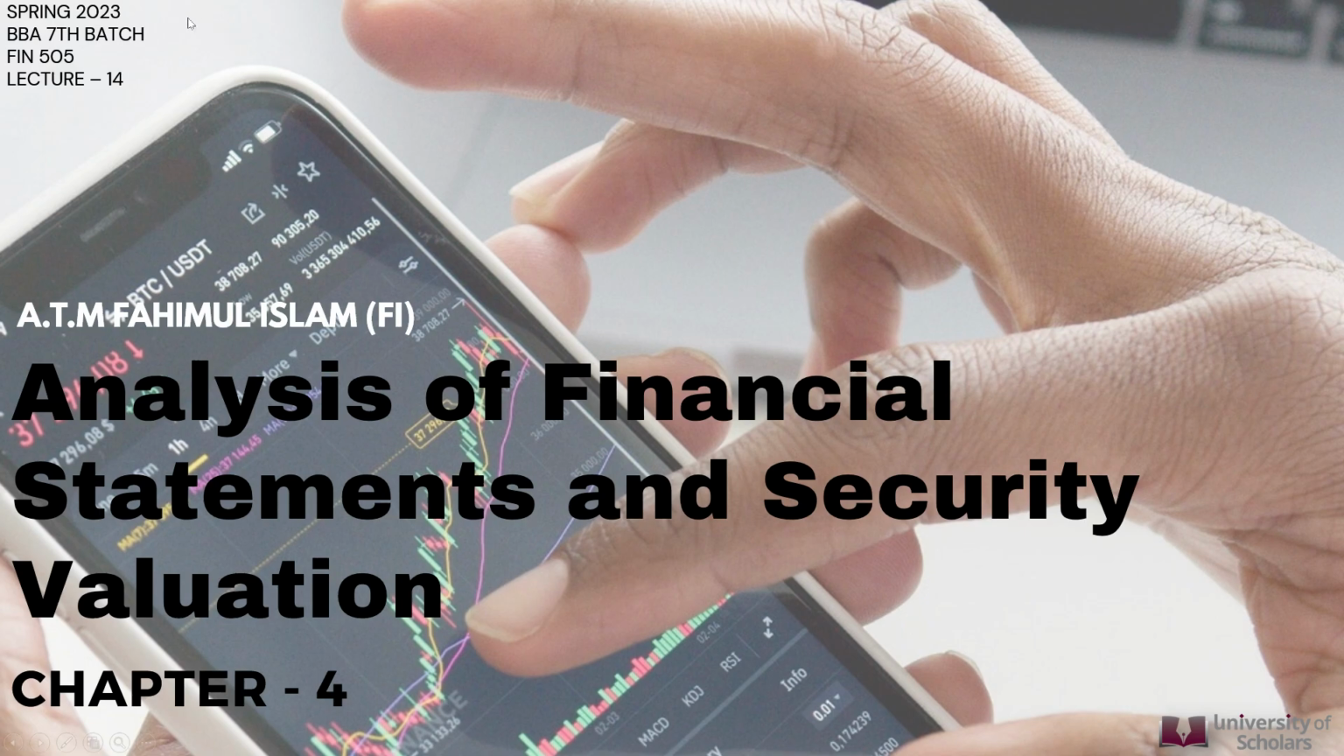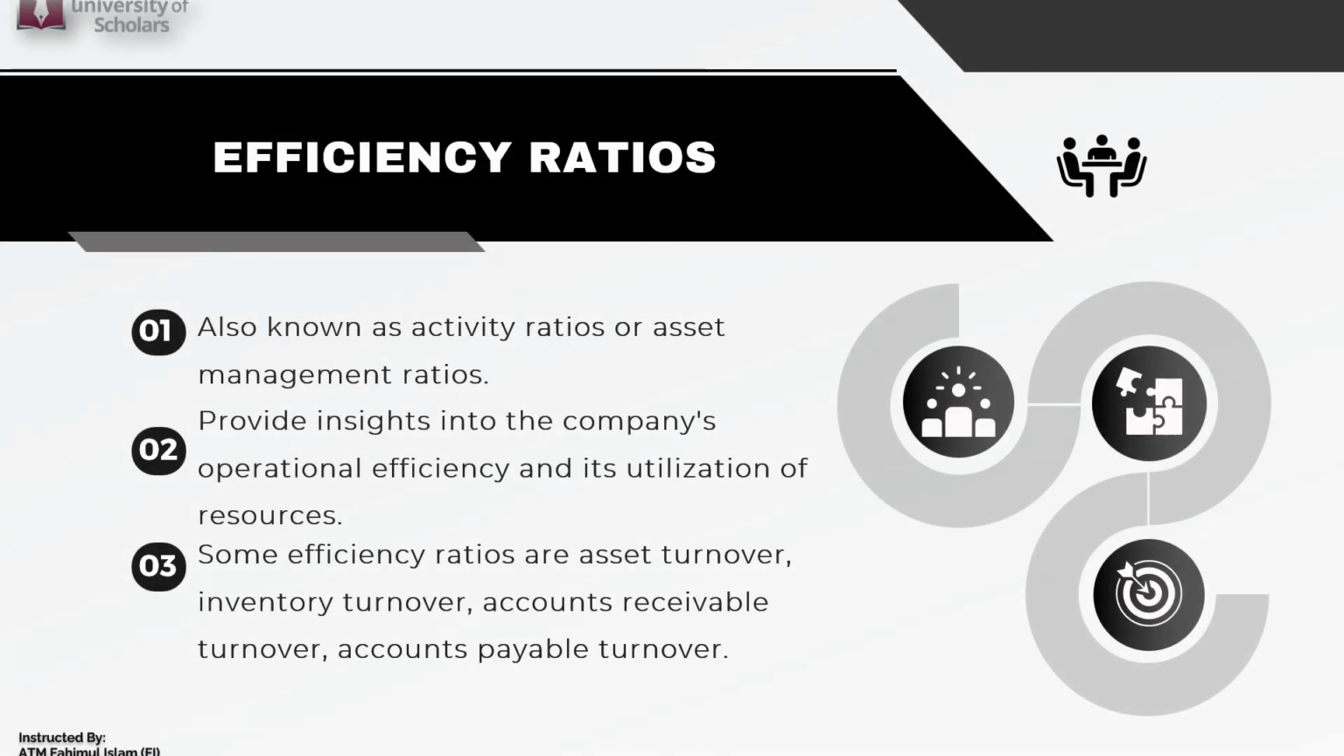Starting with the efficiency ratio, we can call that activity ratio, and also it can be said asset management ratios. Why? Because they assess a company's ability to efficiently manage its assets and generate revenue. These ratios usually provide insights into the company's operational efficiency and its utilization of resources, how much resource they have, how they are creating value through their resources, and how much money they are generating from those assets.